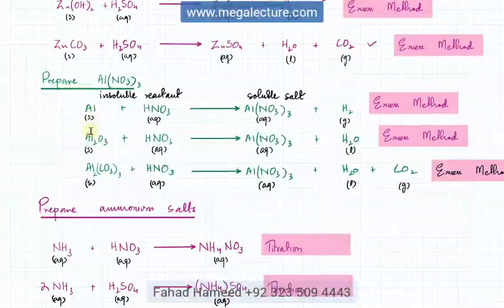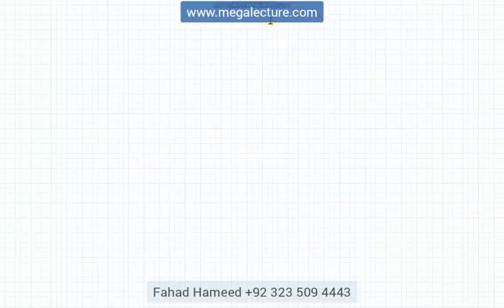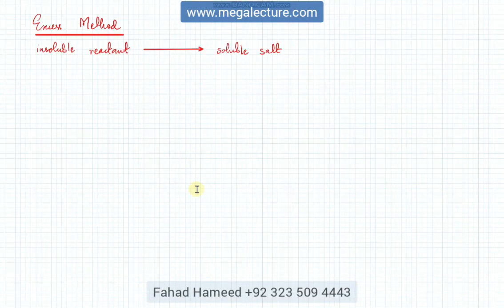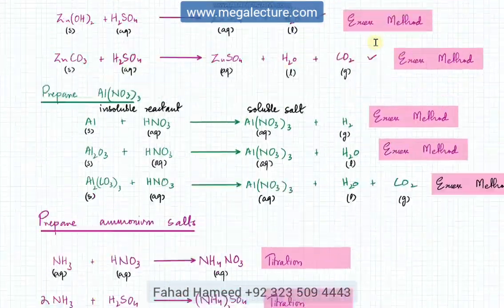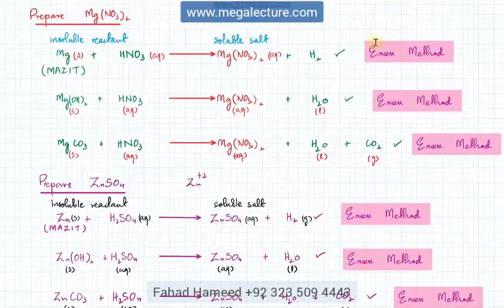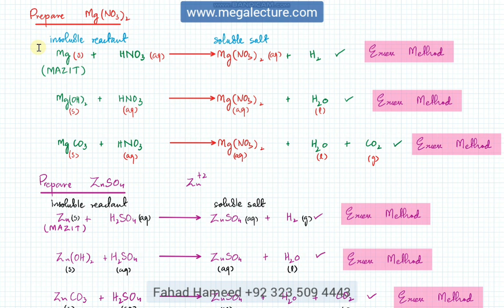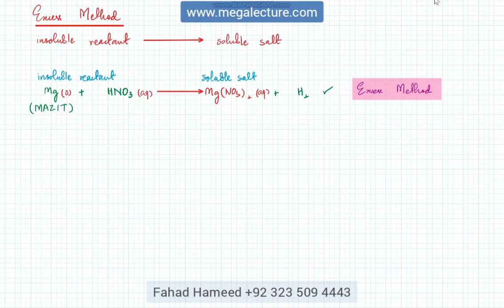So I'm going to explain the excess method first. The excess method is producing a soluble salt from an insoluble reactant. We had a lot of reactions. I'm going to copy just any random reaction. Let's copy this magnesium reaction. Now remember, the method is going to be a general description, and you can fit any reaction onto it as long as the conditions are met.